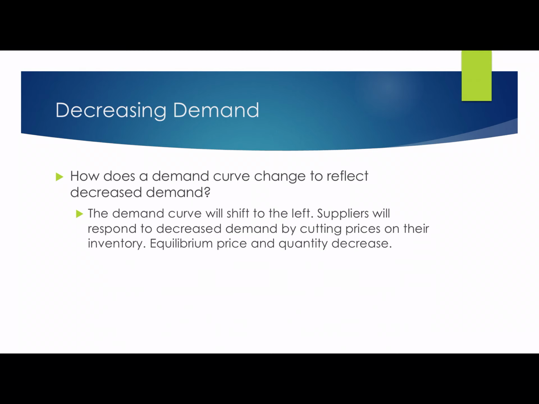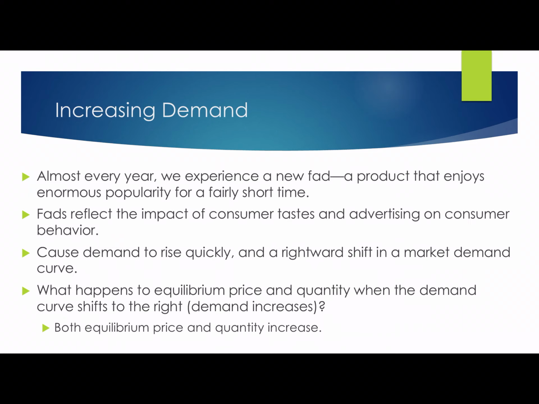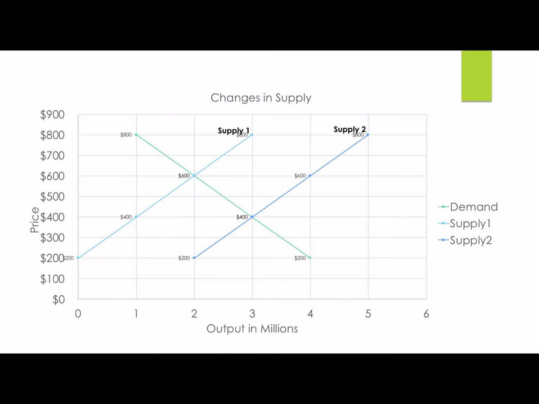Shifts in supply, as we go back to the table here again: a shift in supply to the right, or an increase in supply, is going to increase the quantity. Again, we went from 2 million to 3 million, but it's going to lead to a decrease in the price. Now, if our supply curve shifts to the left, which is a decrease in supply, we're going to see a decrease in the quantity supplied, but an increase in price.